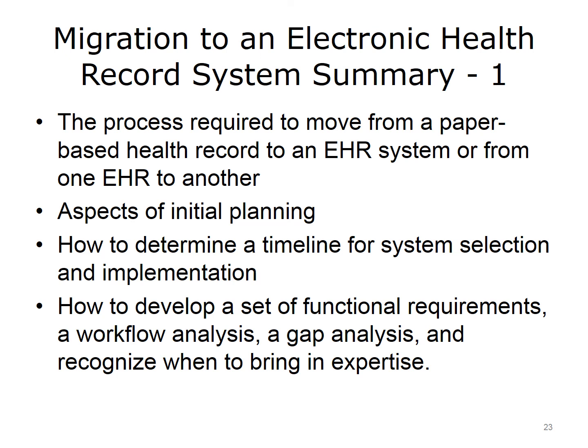In summary, this unit described the process of shifting from a paper-based health record to an EHR system or from one EHR to another. Topics examined were aspects of initial planning, such as identifying stakeholders and champions, and determining appropriate members for a steering committee. Other topics examined how to define the timeline for choosing and implementing an EHR, how to define the scope of implementation, and how to build a basic strategic plan.